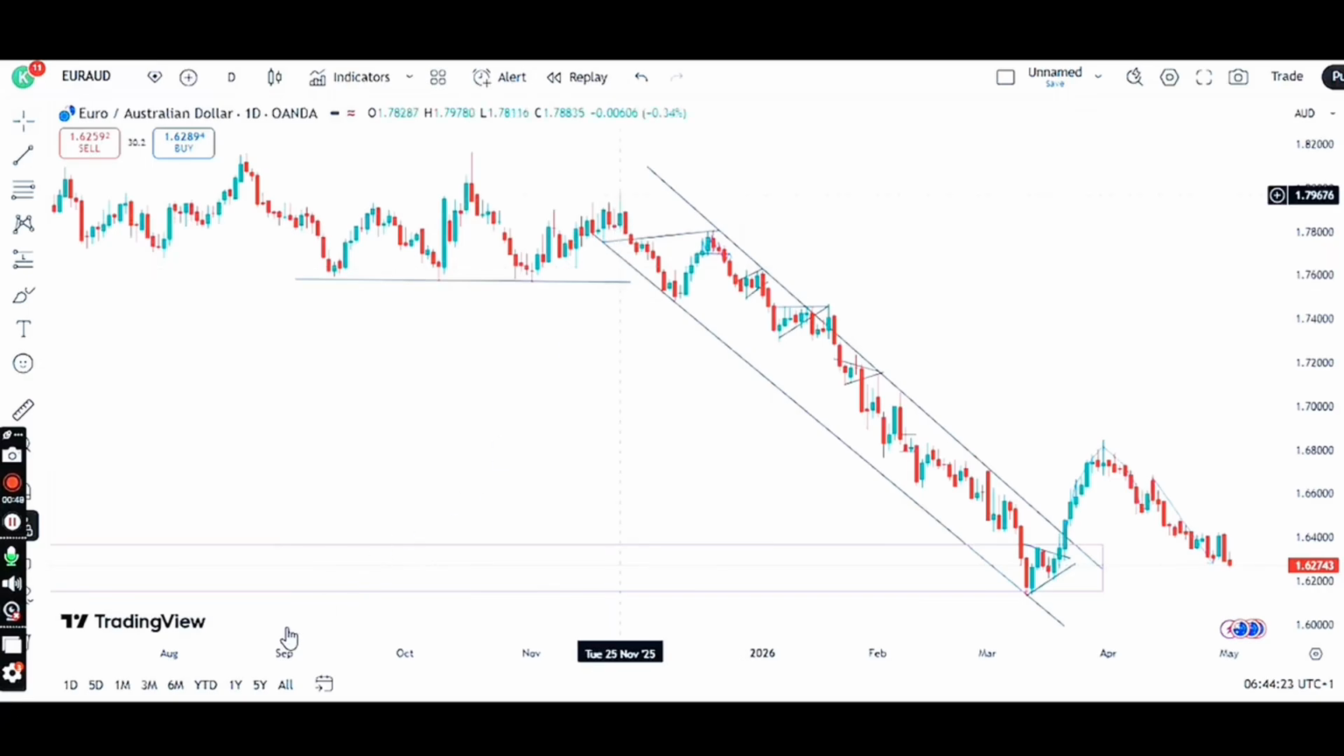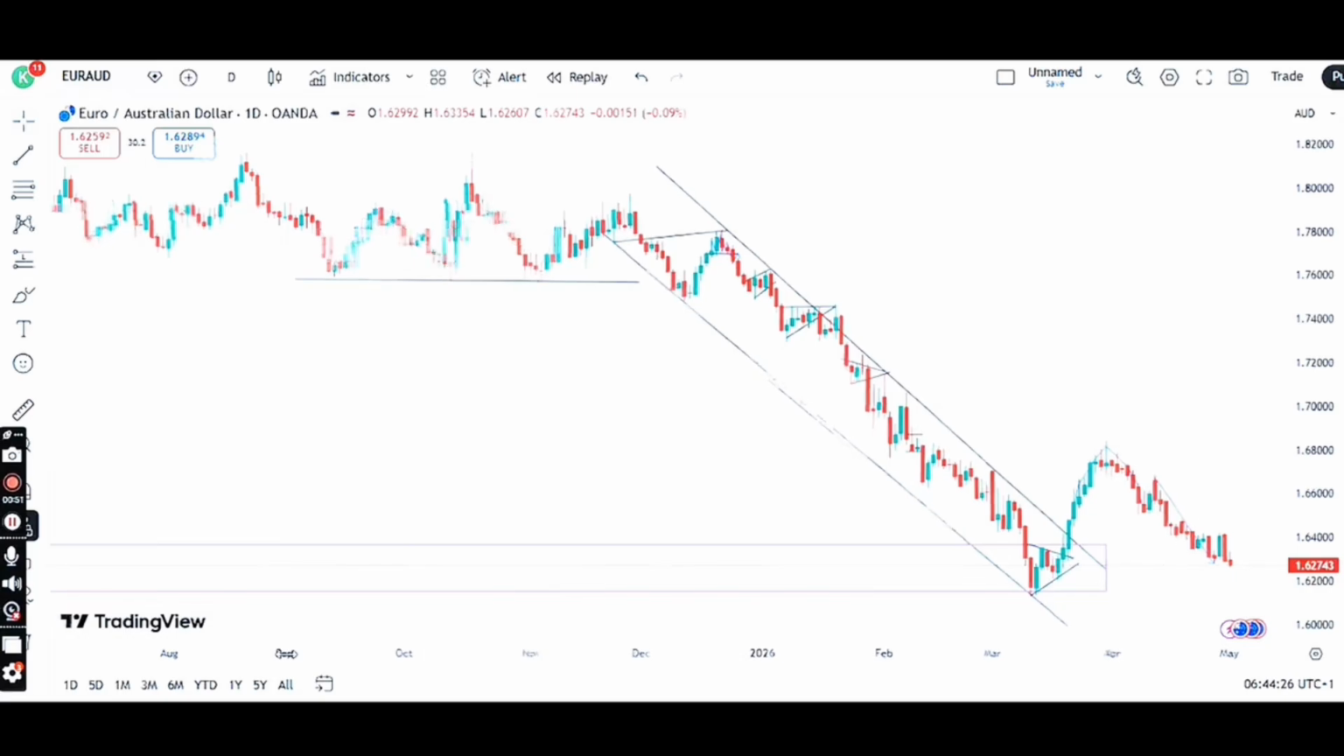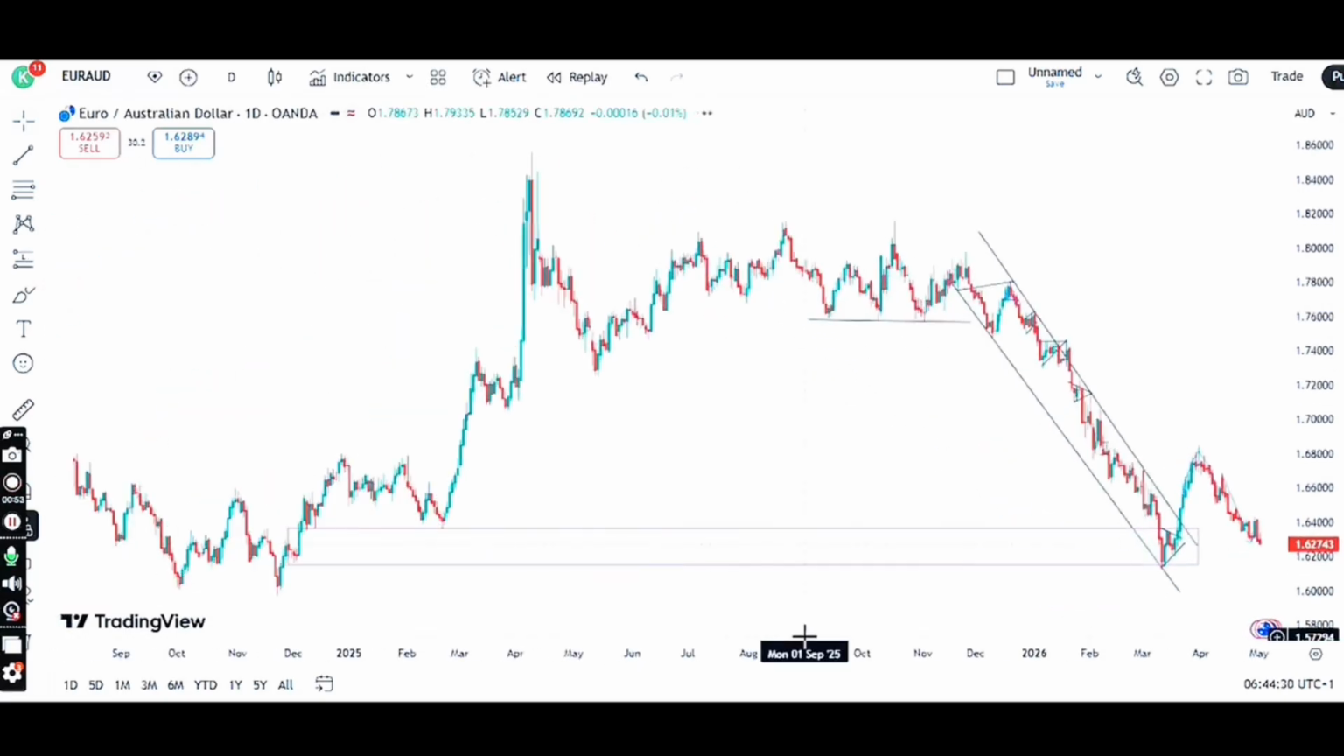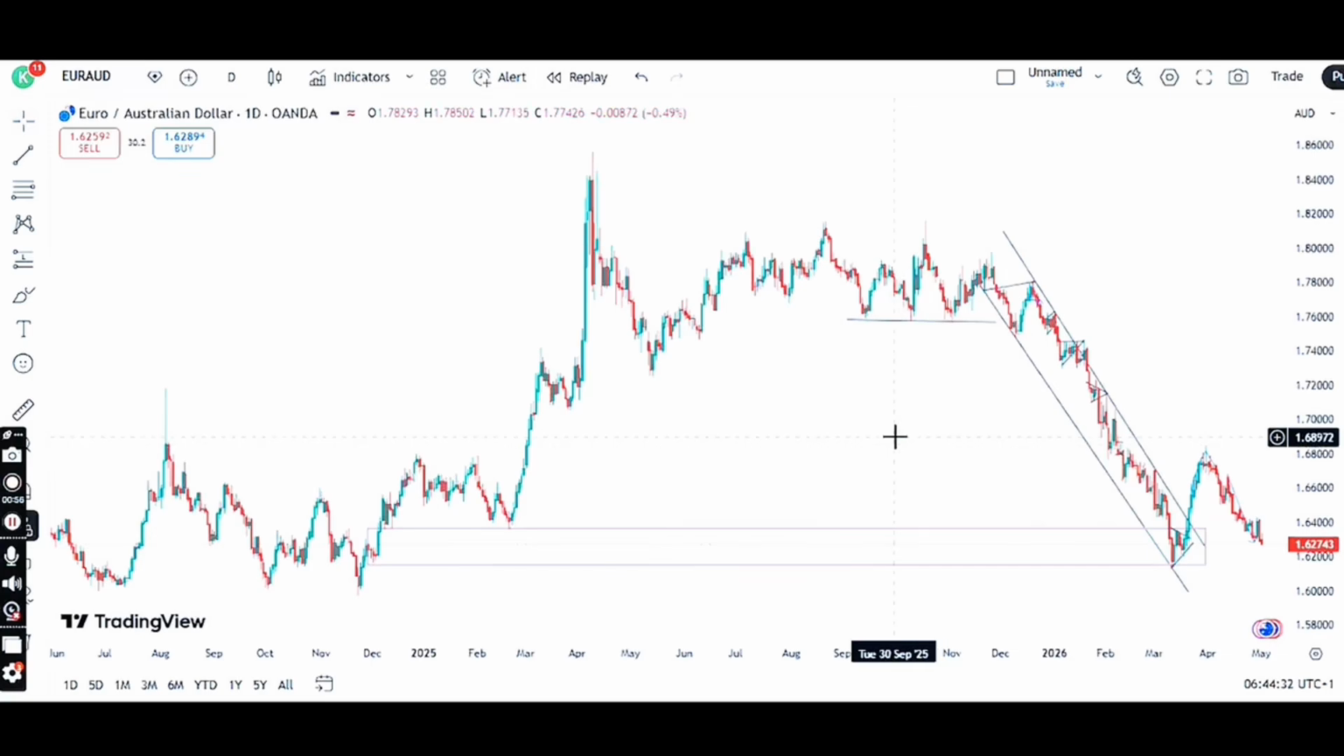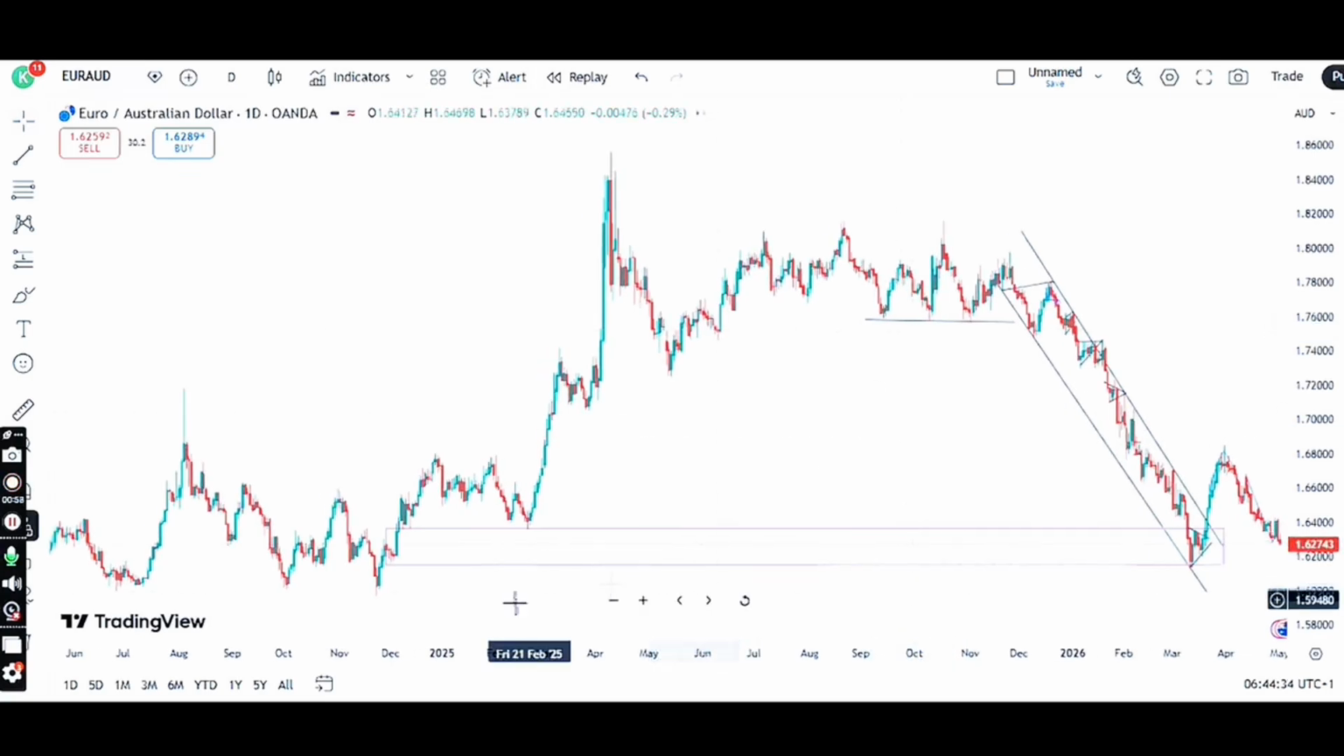So I'm going to zoom out so that we see the direction of the market. So this is how the market looks like. The market is in an uptrend, as you can see. Then at this particular point, the market was ranging, as you can see. The market was ranging at this particular point.